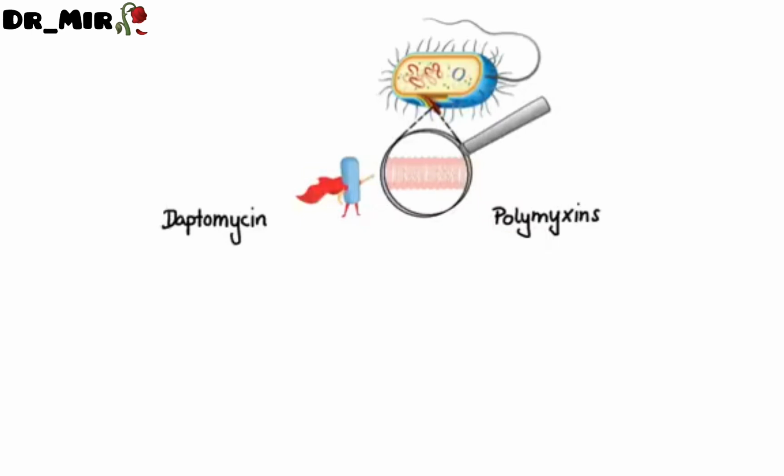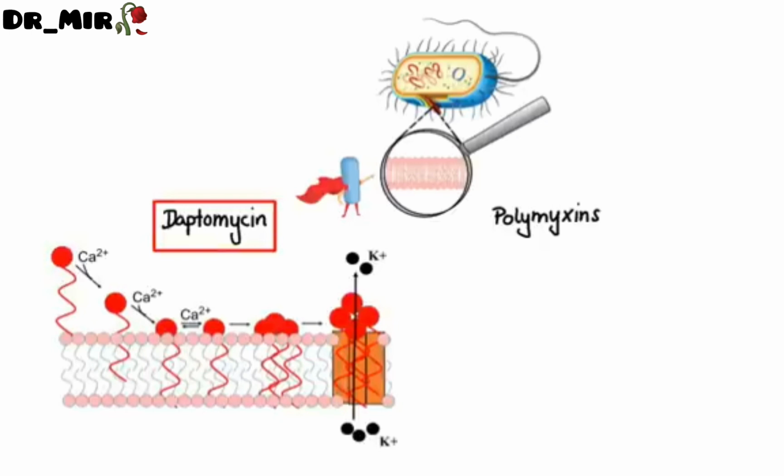The first antibiotic, daptomycin, works by forming a complex with calcium that facilitates its insertion into the bacterial cell membrane. Next, daptomycin calcium complexes aggregate within the membrane to form pore-like structures that allow ions such as potassium to leak through, causing depolarization of membrane potential and eventually cell death.